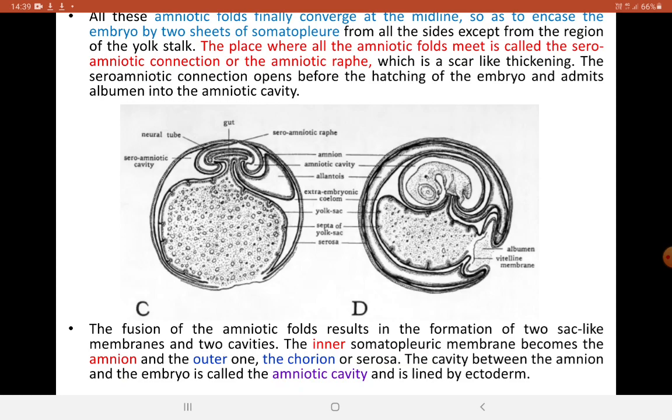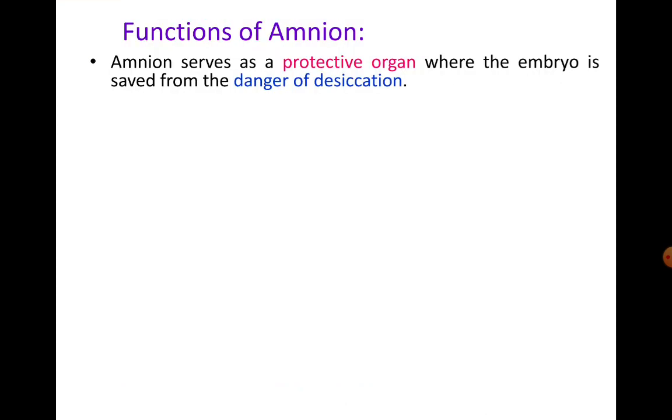The cavity between the amnion and the embryo is called the amniotic cavity, and it is lined by ectoderm. So if you observe the diagrams correctly with full focus, you will be clearly able to make out this amnion and the chorion, and that will make your understanding better.